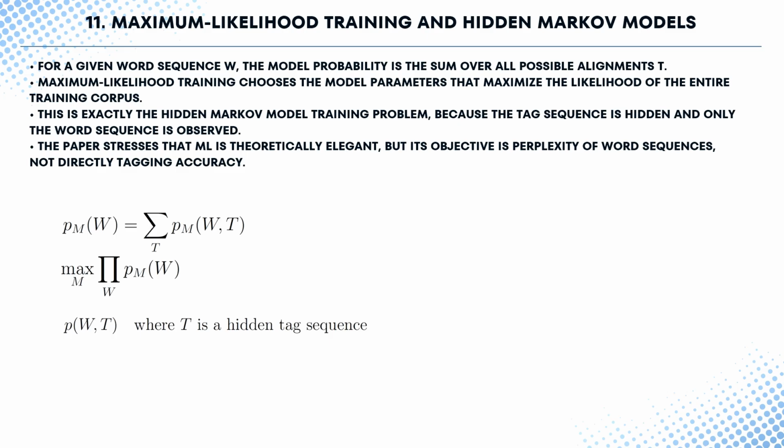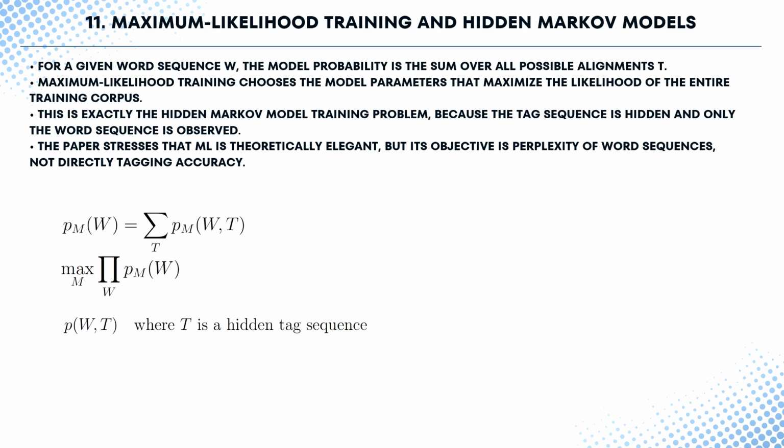Now let's connect this to the HMM. We assume tags follow a Markov process and words are generated from tags. But tags are not directly observed, so this is exactly a hidden Markov model, where hidden states are tags and observations are words.